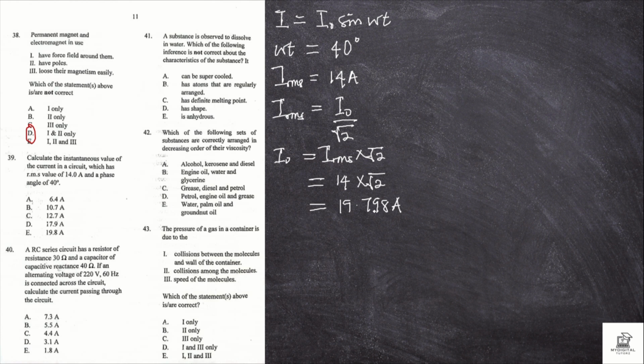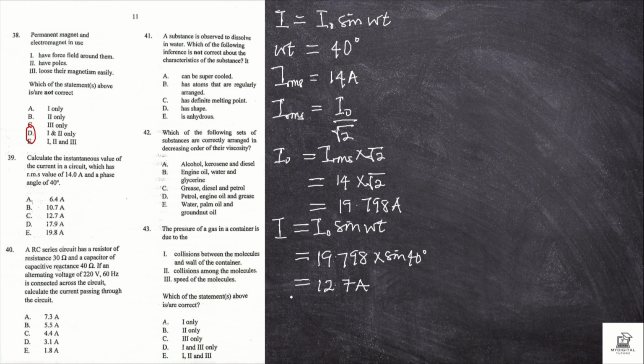So when you are done with this, then you come back to the relationship between the instantaneous current and the peak value, right, which is sine omega t. So from here we can now say that the instantaneous value is given to be 19.798 multiplied by sine omega t, where the angle is 40 degrees. So when you multiply sine 40 degrees by 19.798, that should give us 12.7 amp approximately.